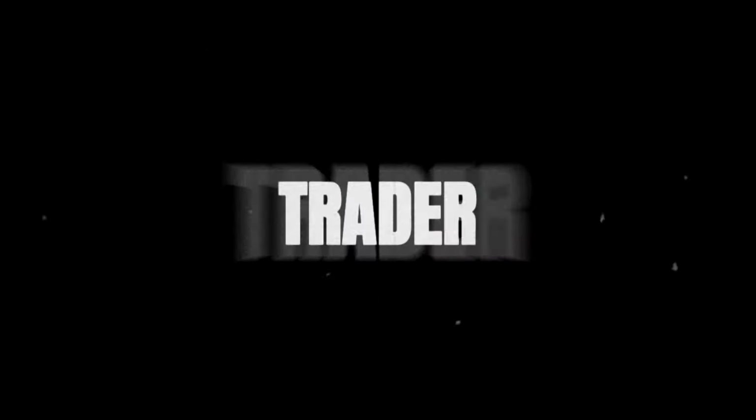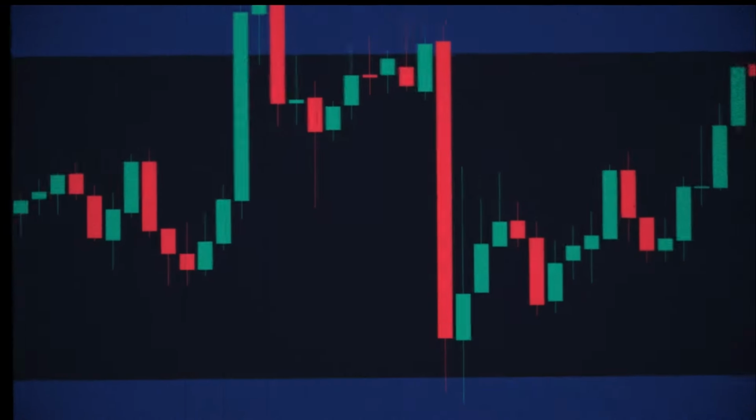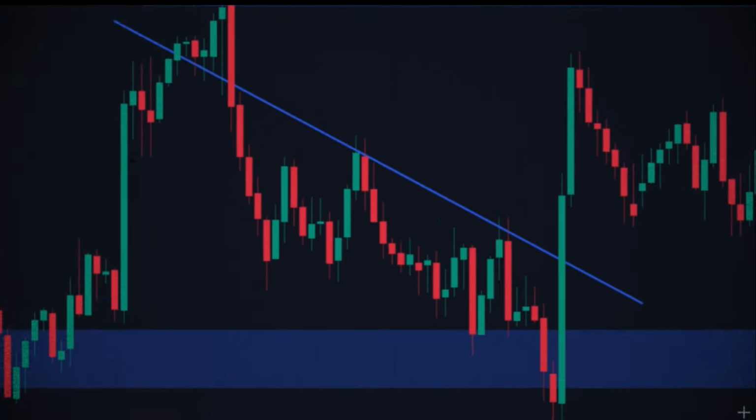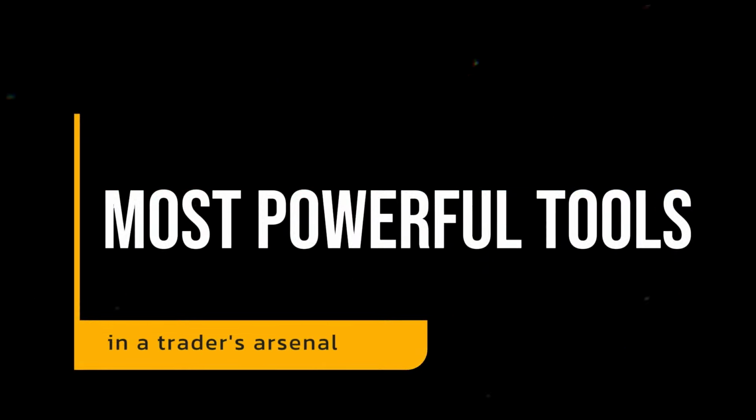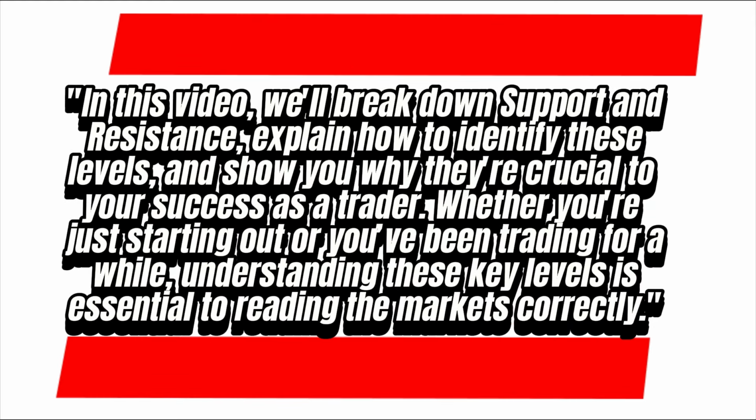Ever wonder why the price of a currency pair seems to always bounce back from certain levels, no matter how hard it tries to push through? It's like there's an invisible force holding it back. Well, there is. This concept is known as support and resistance, and it's one of the most powerful tools in a trader's arsenal. In this video, we'll break down support and resistance, explain how to identify these levels, and show you why they're crucial to your success as a trader.